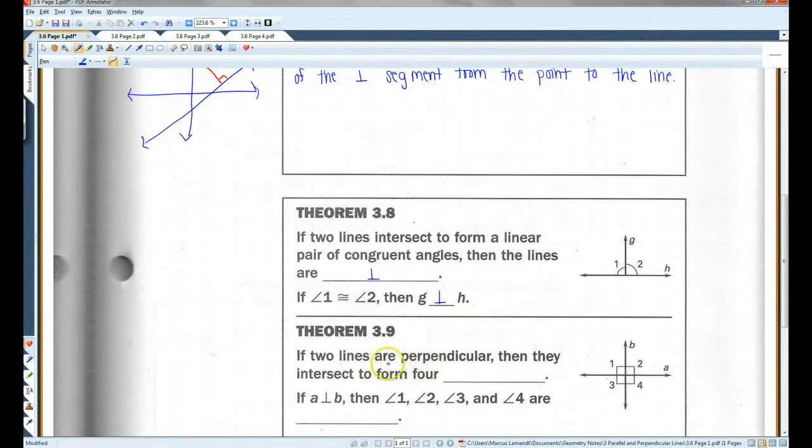Theorem 3.9, if two lines are perpendicular, then they intersect to form 4 right angles. Okay, so if these two lines are perpendicular, they don't just form one right angle. All 4 of these angles are going to be congruent. Okay, so angles 1, 2, 3, and 4 are all right angles.